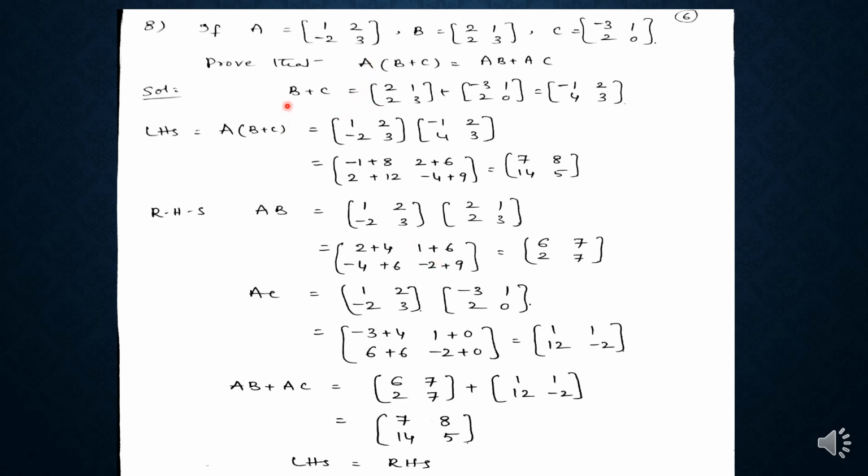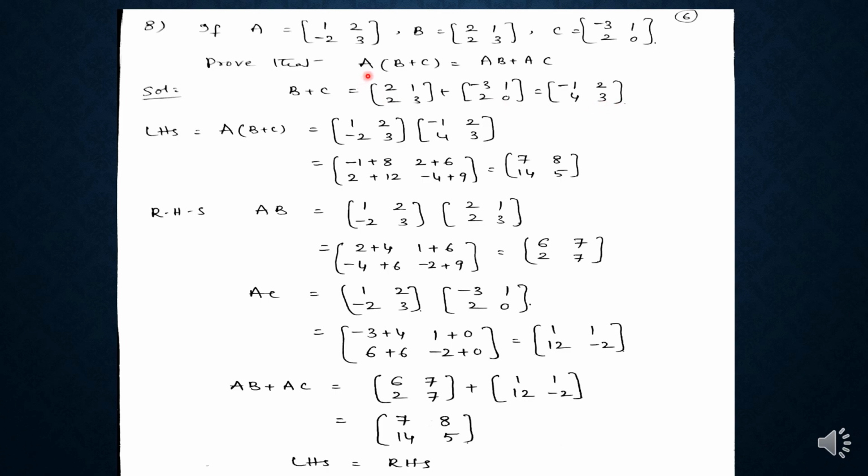So here take B plus C. So what is B? [2 1; 2 3] plus C is [-3 1; 2 0], that is equal to [2 minus 3, minus 1; 1 plus 1, 2; 2 plus 2, 4; 3 plus 0, 3]. So this is B plus C.